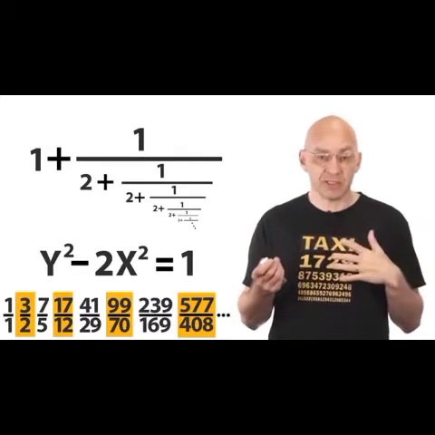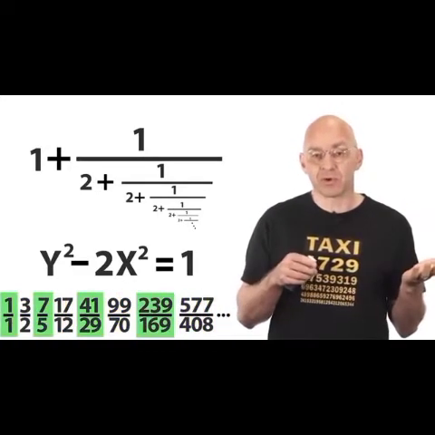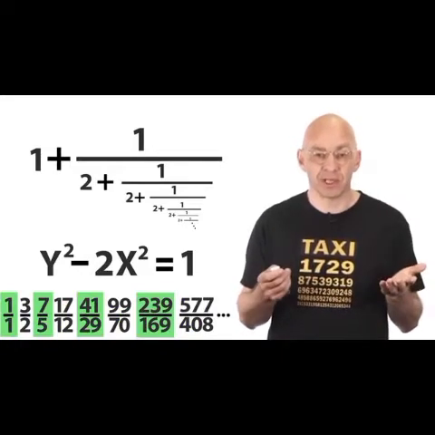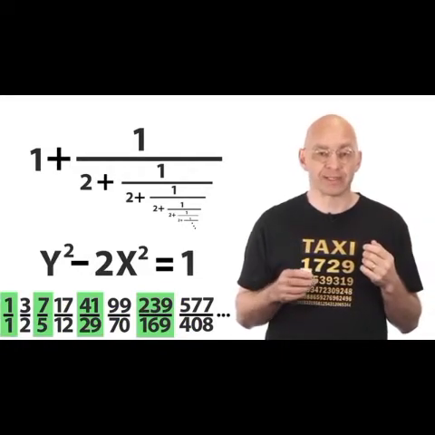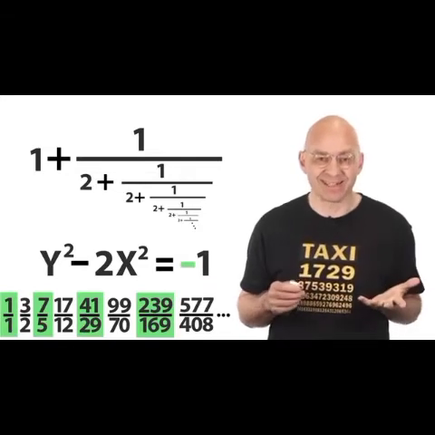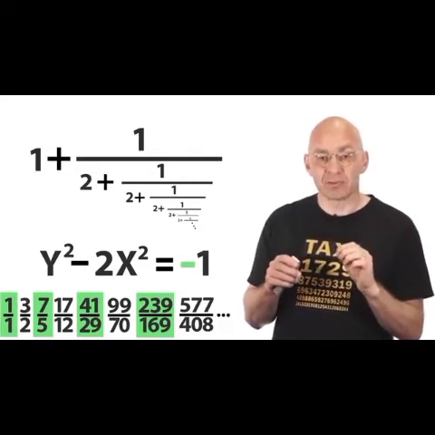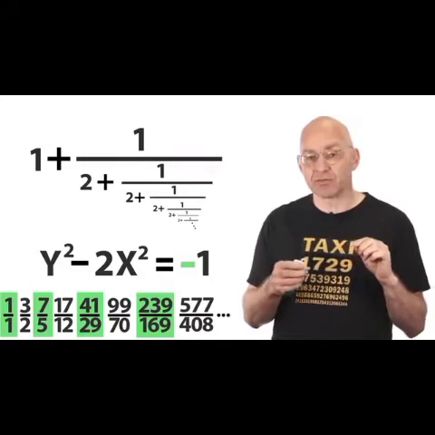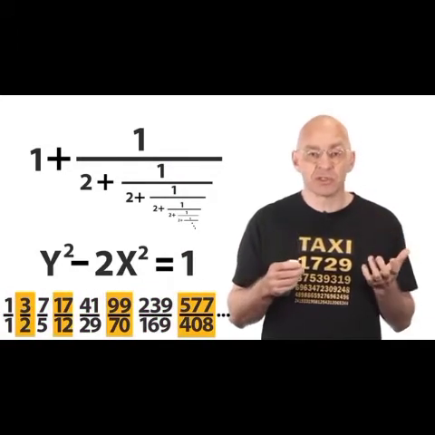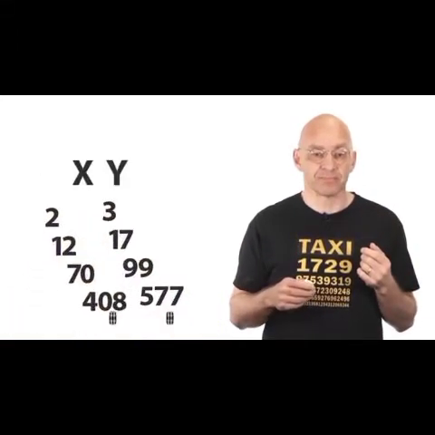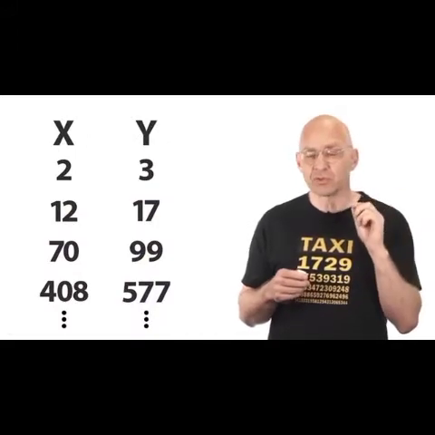And what about the other fractions? Well, they correspond to all the solutions of the companion equation with a minus 1 on the right. Pretty amazing, isn't it? Now, all that remains to be done is to translate these orange fractions into the solutions of the strand puzzle. The translation rules were what?